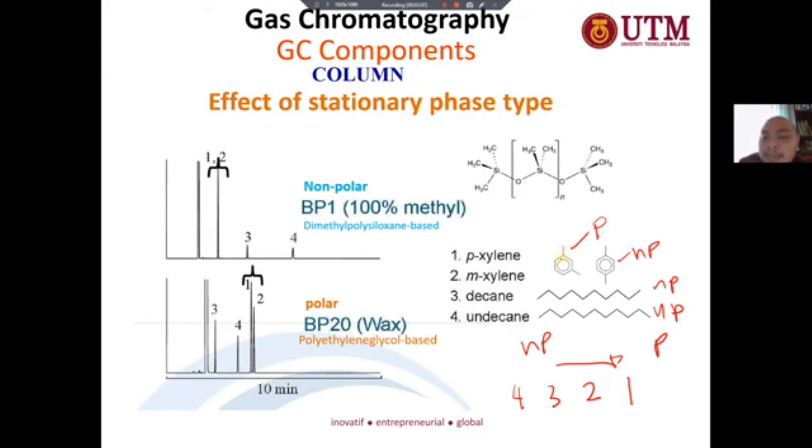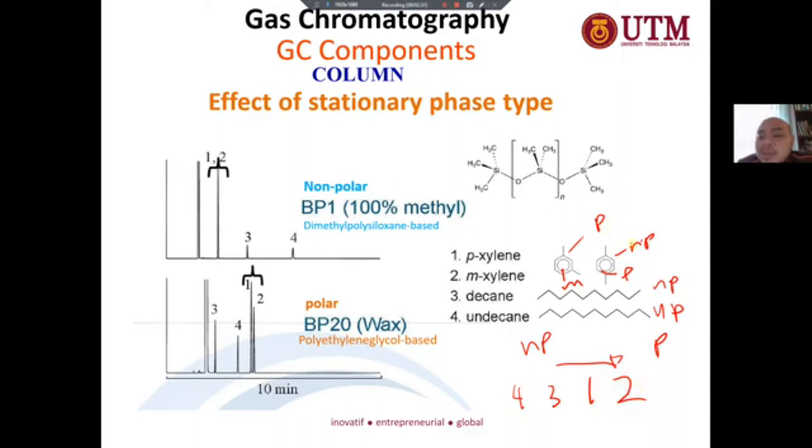Here is M. Right? Here is para, here is polar. Here is M, here is para. Okay, so para is number 1. Okay, so para is non-polar, sorry, it should be like this.